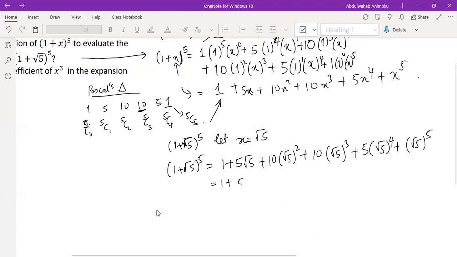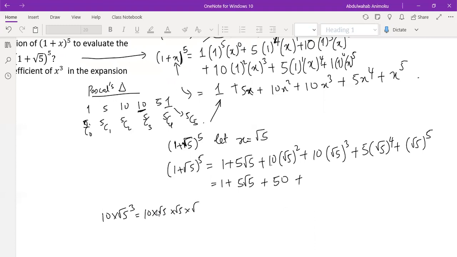This is 1 plus 5√5. Now using surds, (√5) squared is 5. So 10 times 5 is 50. Now the next one, let's evaluate this one. This is 10 times √5 times √5 times √5. So this times this is 5, right? So we have 10 times 5 times √5. So that will give us 50√5. So this is how I evaluate this. The next one, (√5) raised to the power 4 will be 25, right? So 25 times 5 is 125. Okay. Then the last one, (√5) raised to the power 5.